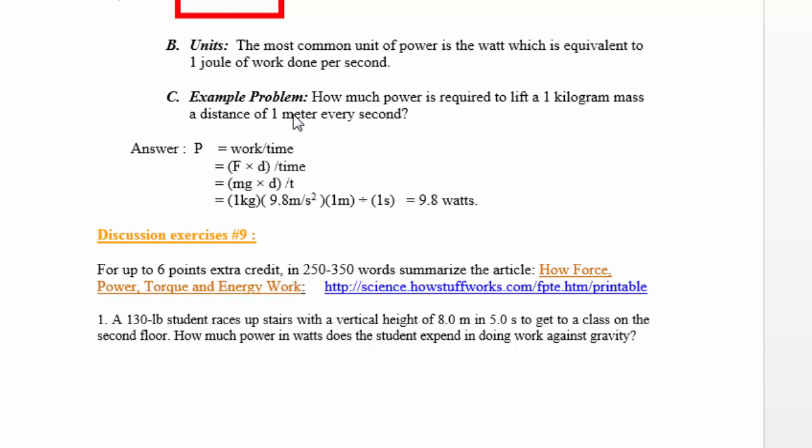Then you have to multiply it by the distance in order to evaluate the work. So you multiply 1 kilogram by 9.8. This will give us the force times 1 meter. This will give us the work. And then to find the power is work over time. So we divide by the time, which is 1 second, and this will yield 9.8 watts.